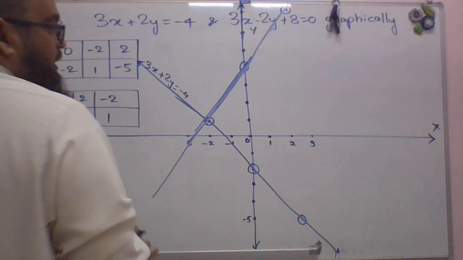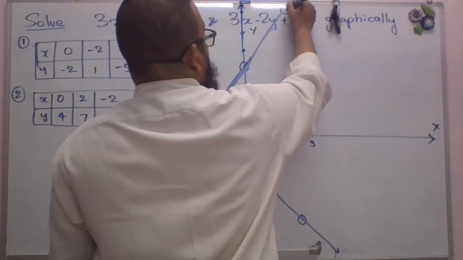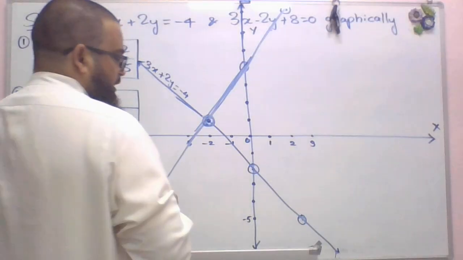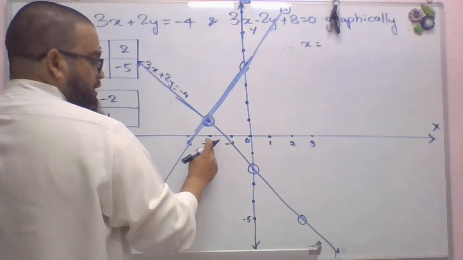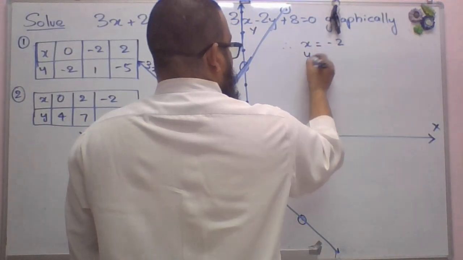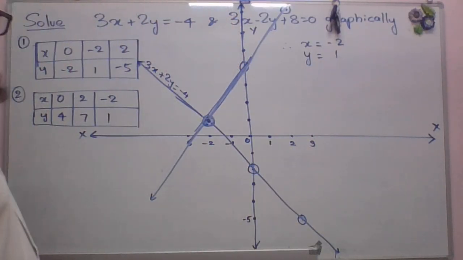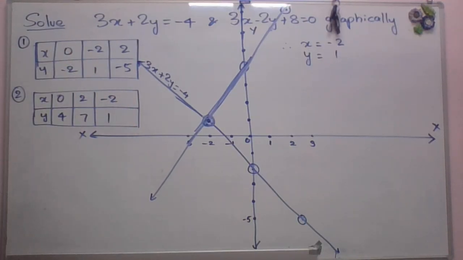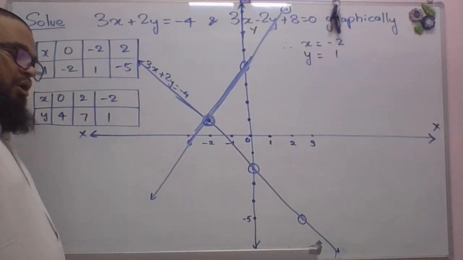If you draw a straight line using a scale, this will be the graph. Both of the lines are intersecting at this particular point. So what is the solution of these 2 equations? X is equal to minus 2 and y is equal to how much? 1. Understood? Minus 2 comma 1. Got it?